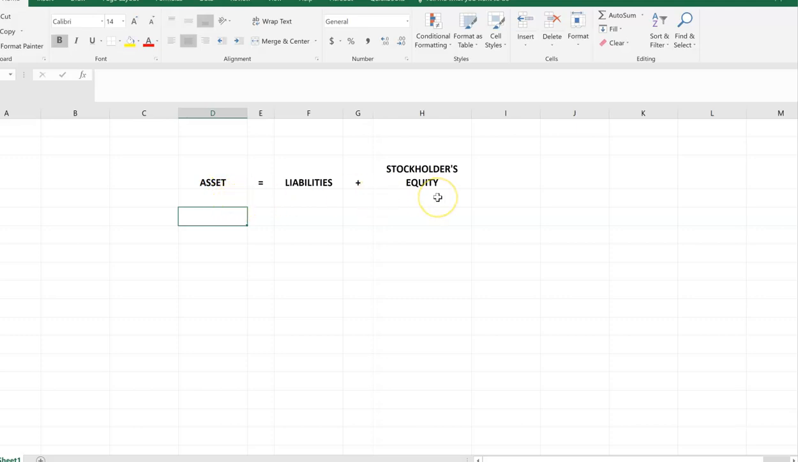By the way, you can manipulate this equation and it would still be true. So if I asked you on a test, for example, if assets minus liabilities equals stockholders' equity, the answer would be yes, that's accurate, because all I do is subtract liabilities from both sides. So if you manipulate this algebraically, it will still be true. But this is how I will often present it in class.